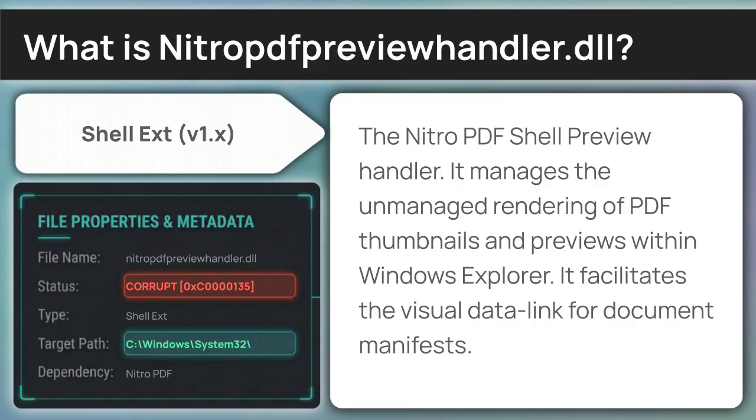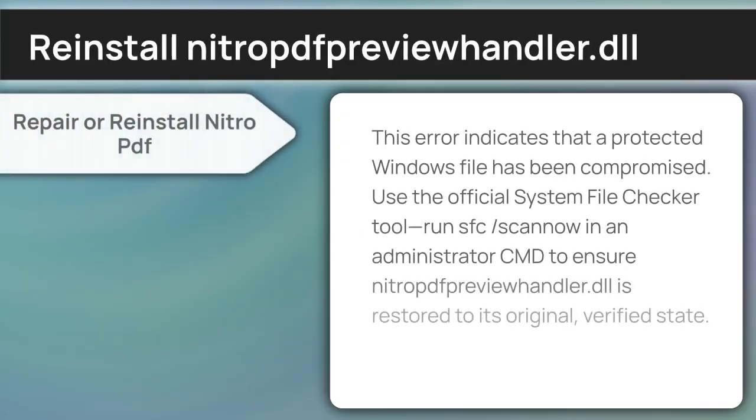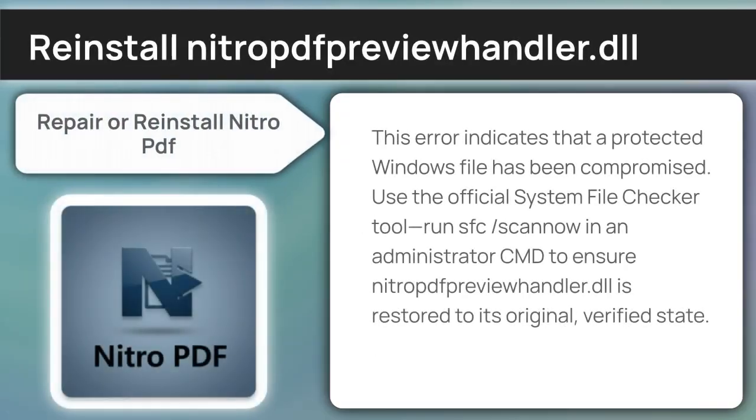Now let's get this fixed up. Our first move is installing a fresh, clean copy of the library. This error indicates that a protected Windows file has been compromised. Use the official System File Checker tool, run sfc /scannow in an administrator CMD to ensure Nitro PDF Preview DLL is restored to its original verified state.